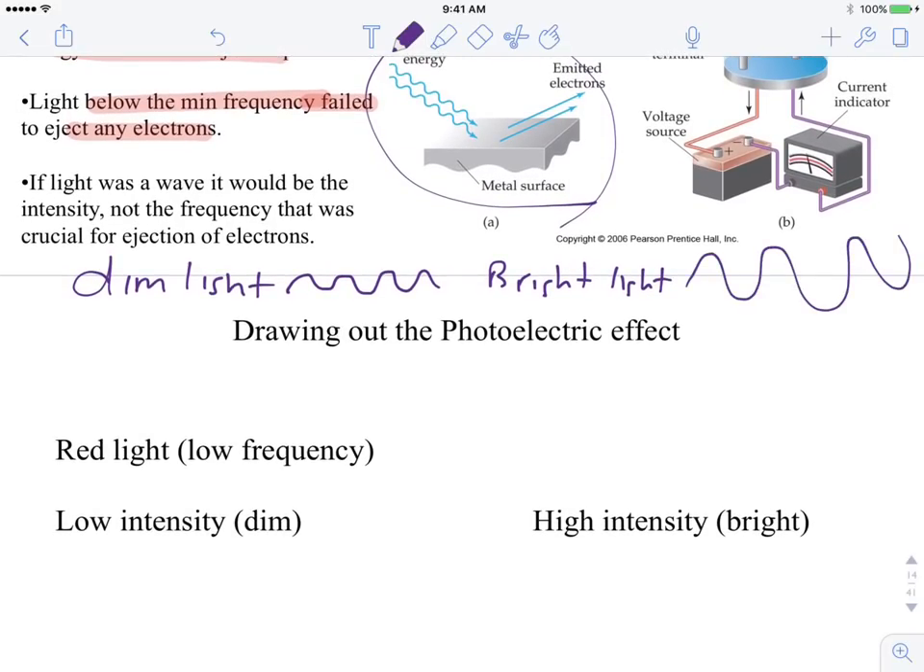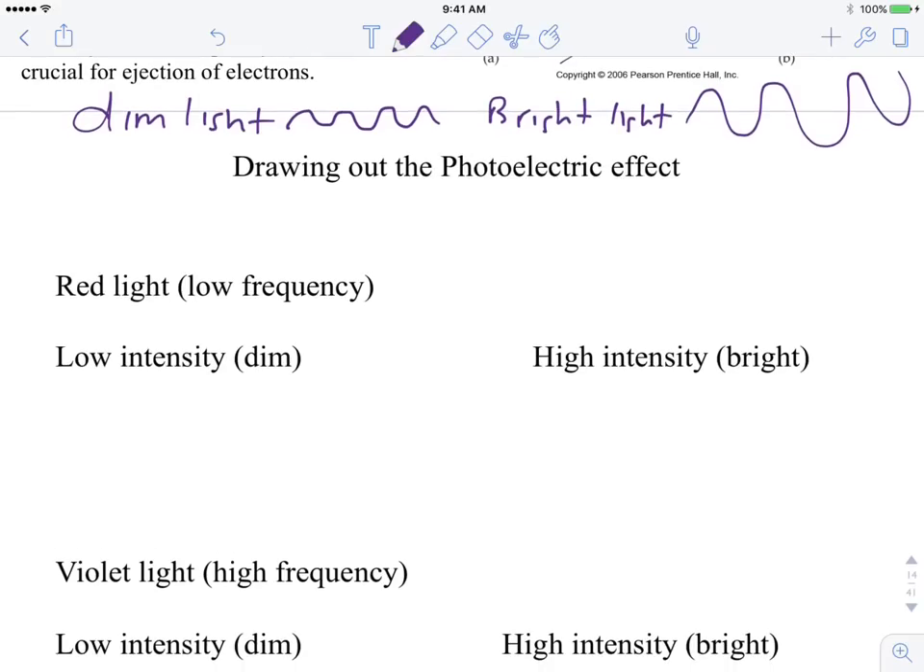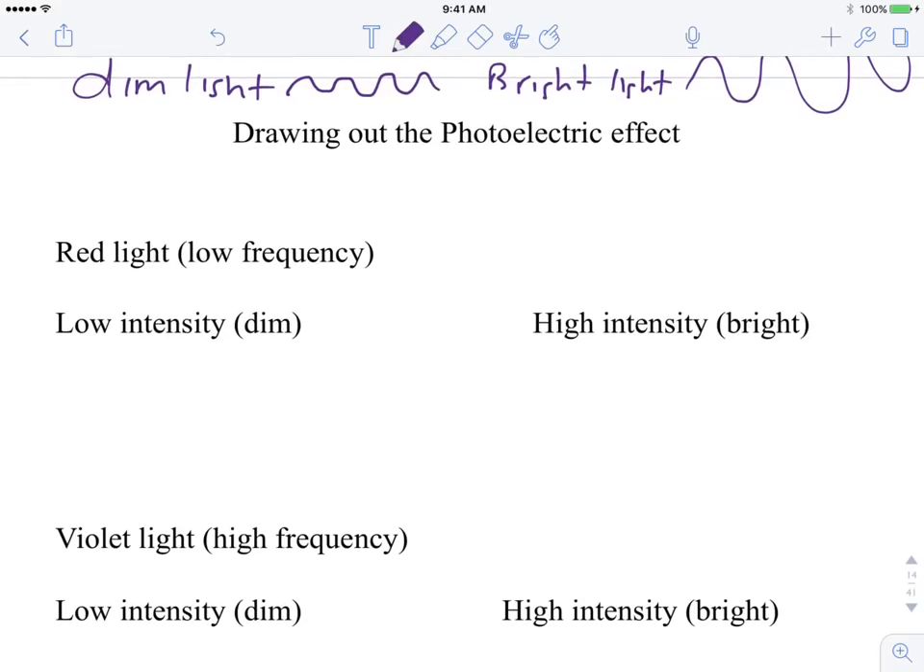If it was just light as a wave that was so important to this, the brightness would play a key role. But it didn't. It was the frequency. And so let's draw out, particle-wise, what's going on with the photoelectric effect. Why is this working? Well, let's say that you have red light, low frequency. Let's think about light now totally as particles, and we'll draw little particles like this to show the photons, the particles of light.